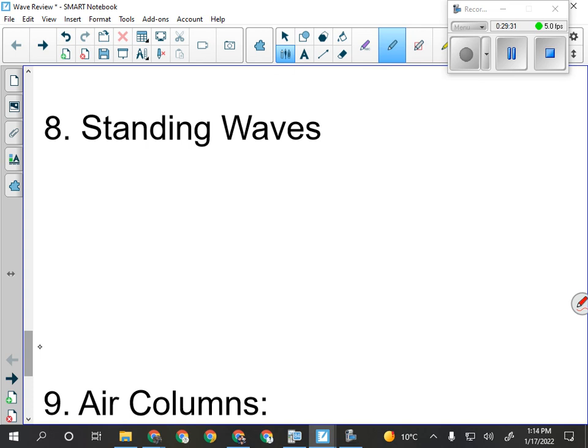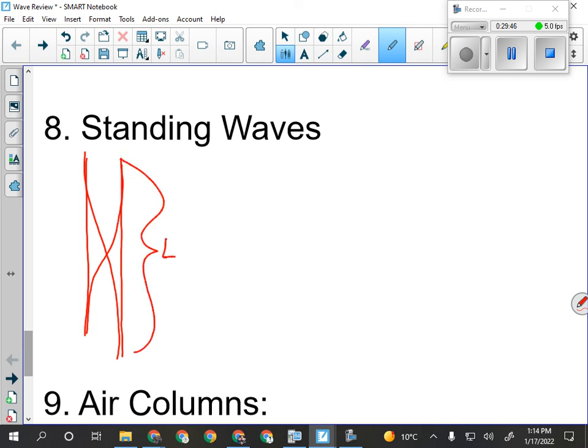Okay, open air columns, right? When they resonate at their fundamental frequency, we get that waveform inside, which means that the length of the tube is half the length of the waves, because there's half a wavelength in the tube.